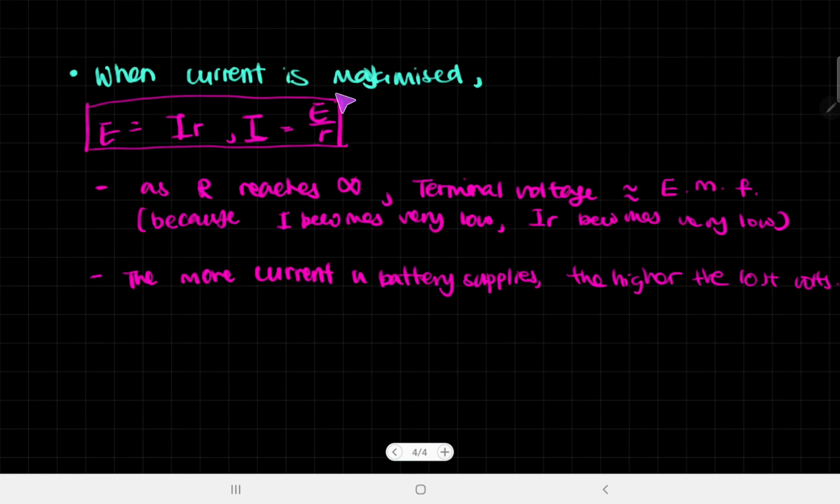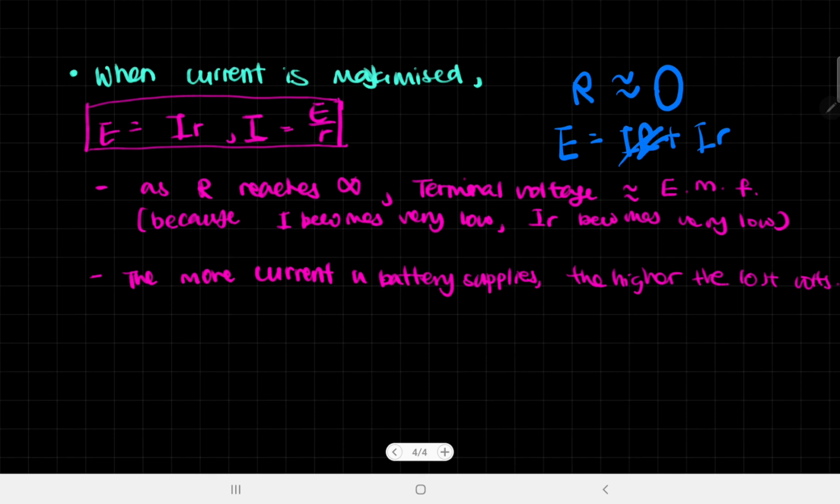So when current is maximized, which is another way of saying the circuit has been short-circuited, we say that R becomes very close to zero. And therefore, because E used to be IR plus Ir, the IR term becomes very close to zero, and we have electromotive force equals the lost volts.